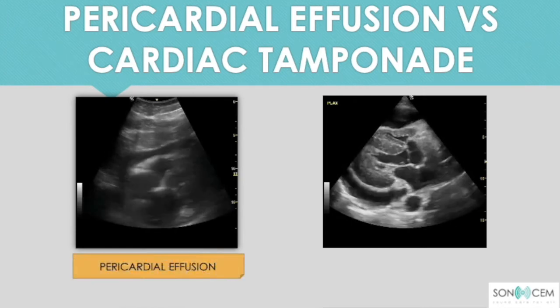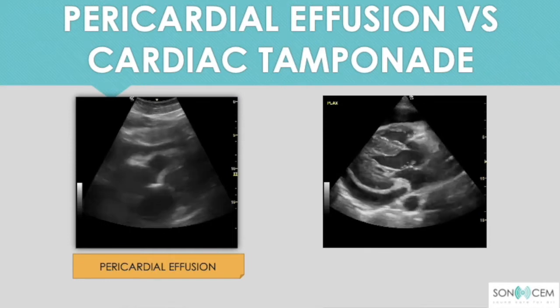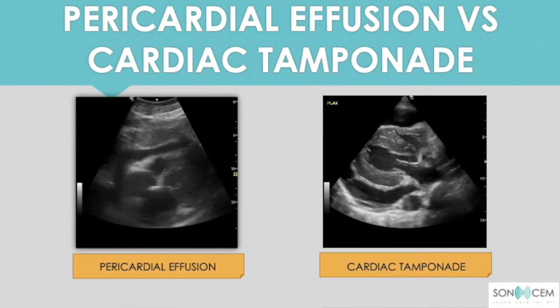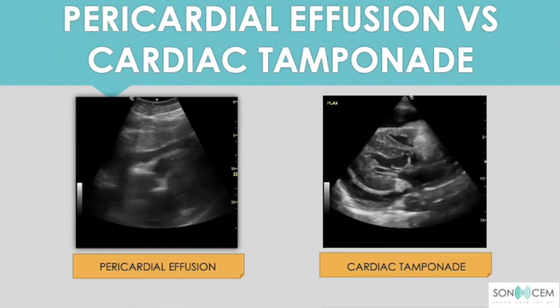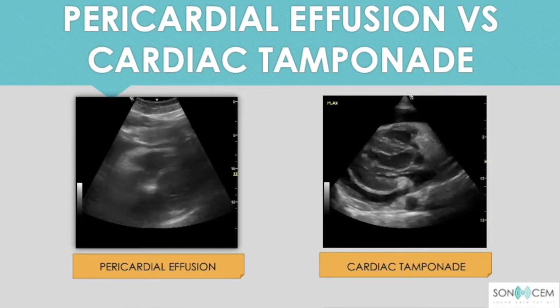So this is pericardial effusion, as the RV does not collapse during diastole. Compared to this, this is cardiac tamponade. As you can see, you can pause the image and scroll back. If the RV collapses during diastole, it is in tamponade.